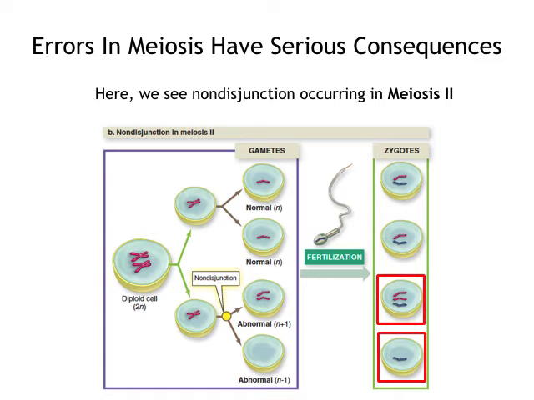And so I want you guys to know this error, non-disjunction, and understand at what step of meiosis it occurs and what it consists of, what causes it, what happens during non-disjunction. Okay, and that's it as far as meiosis goes.